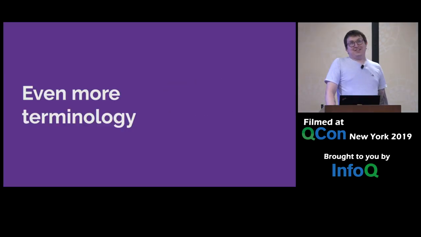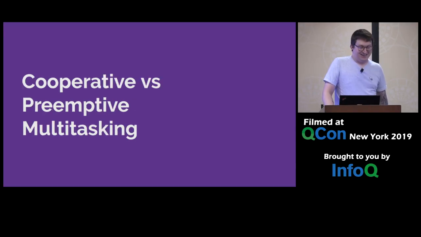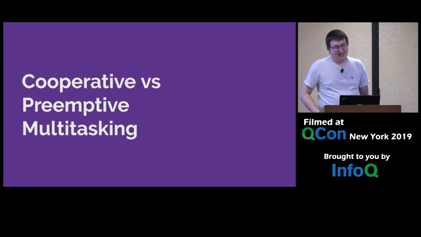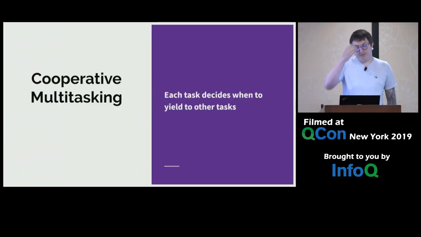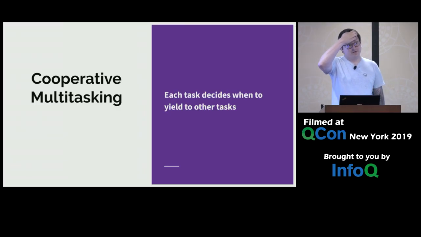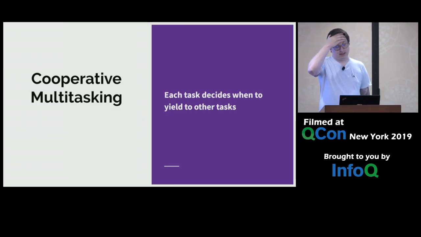Okay, I'm almost done with terms, I swear. And then we can actually productively talk about this. Cooperative and preemptive multitasking. So cooperative multitasking is when all of your tasks have to cooperate to operate asynchronously. So each task decides when it is willing to give up the particular resource and have another task execute instead.